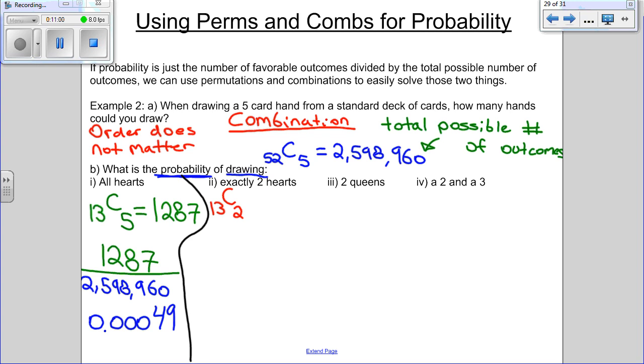And I need 3 other cards, but they can't be hearts. So how many cards are there that aren't hearts? 39. I did 52 minus 13. So I took the 52 possible and got rid of the 13 hearts. I don't care about the order. I want 3 of them. So that's 2 hearts and 3 non-hearts.